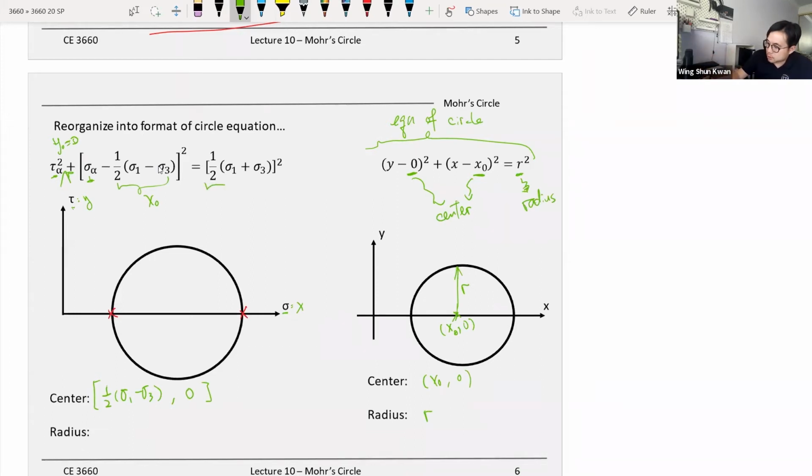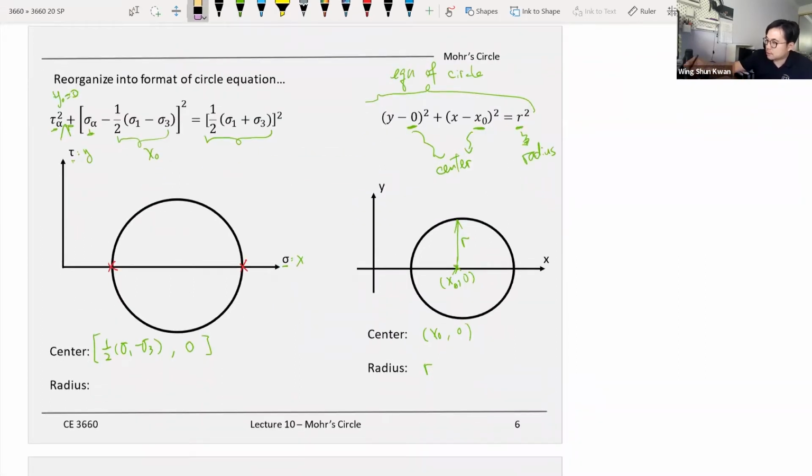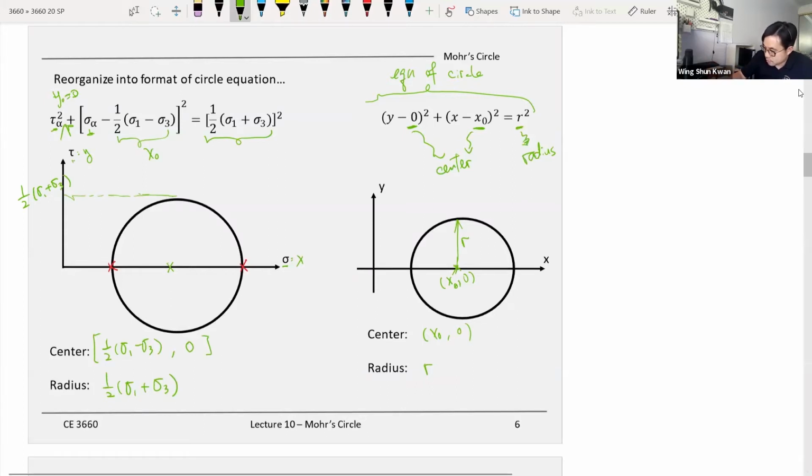And don't forget about this. This is your radius. So the radius is 1/2 of sigma 1 plus sigma 3. So this point is your center, and the radius here is 1/2 sigma 1 plus sigma 3. And this point here is my x naught, y naught again.